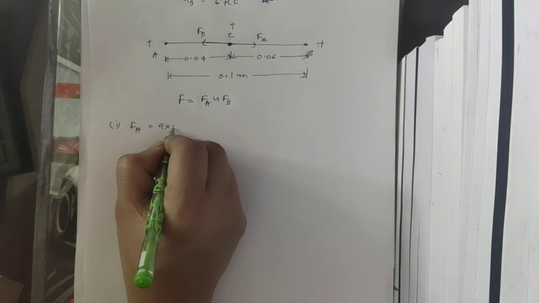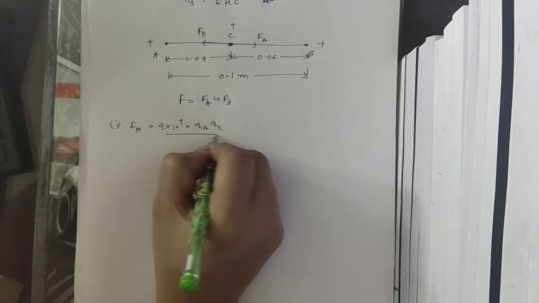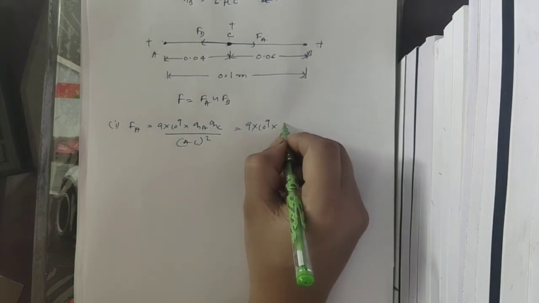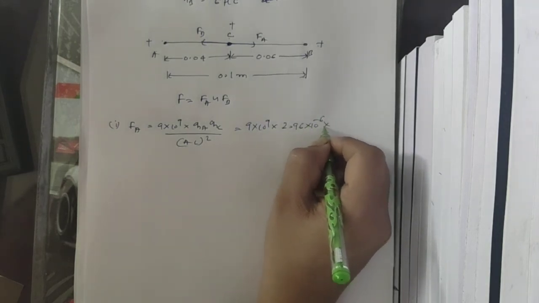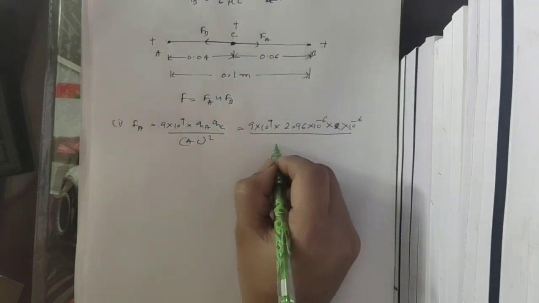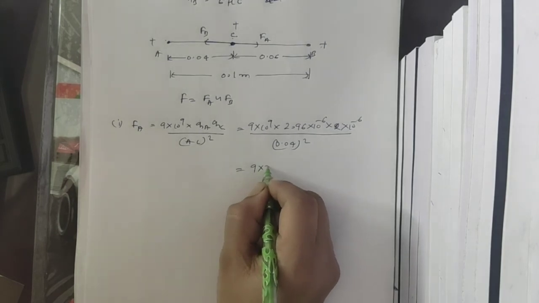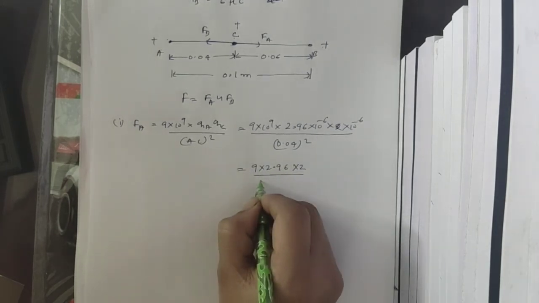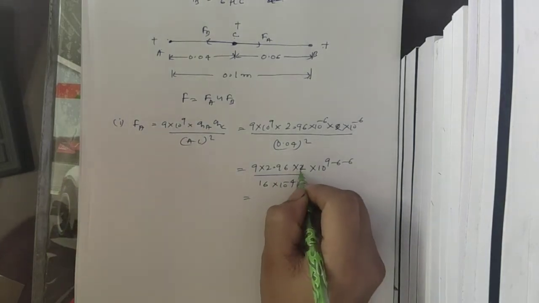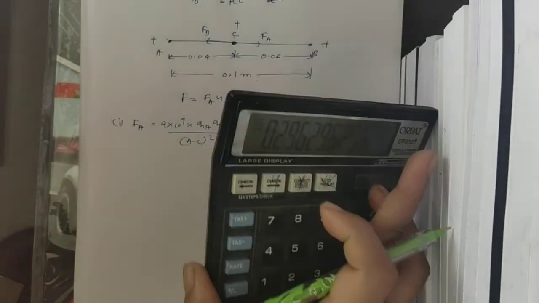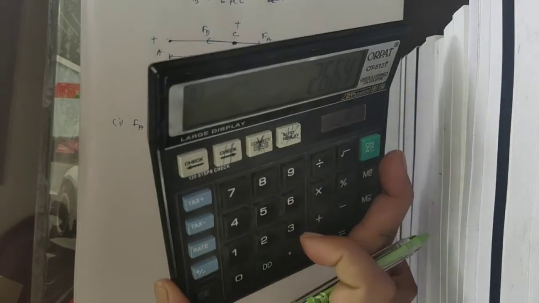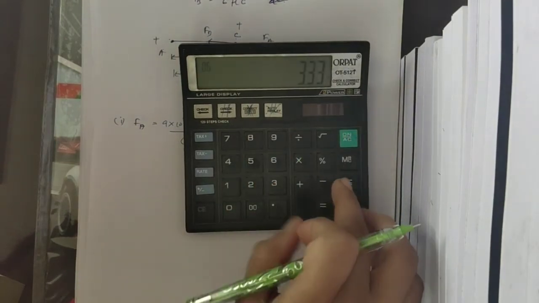FA equals 9 into 10 to the power 9, QA, QC divided by AC square. This is C. So 9 into 10 to the power 9, QA is 2.96 into 10 to the power minus 6, and QC is 2 microcoulomb, 2 into 10 to the power minus 6, and distance is 0.04 square. Into 10 to the power 9 minus 6 minus 6. Do calculation, 2 ones are 2, 9 into 2.96 is 26.64, divided by 8. That is 3.33.